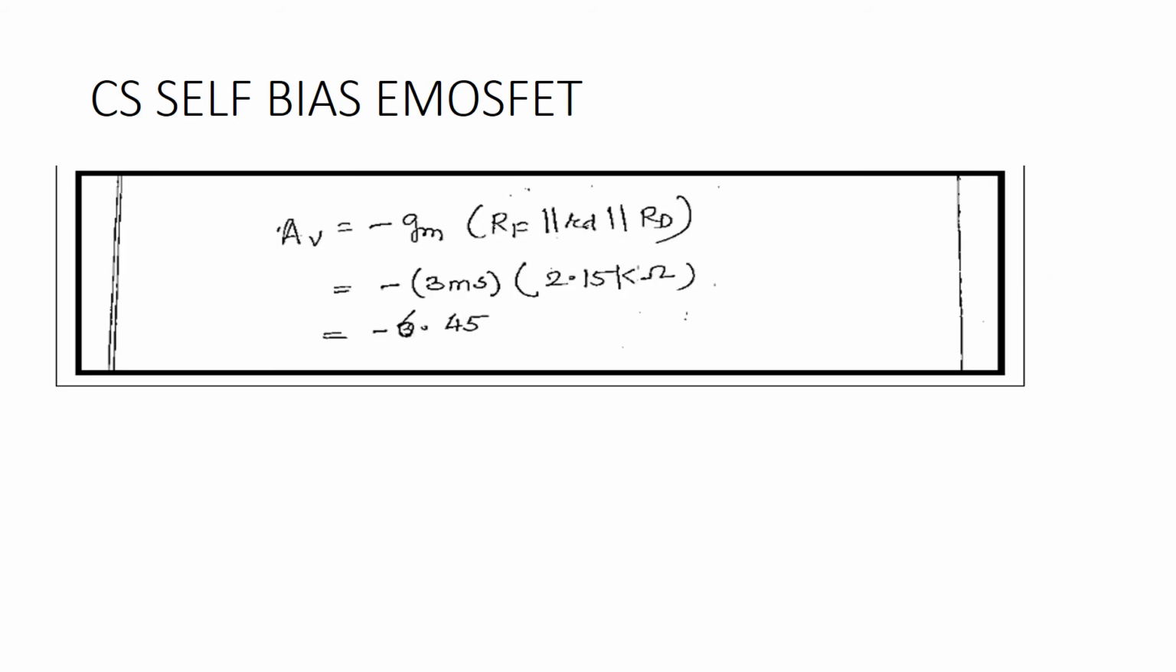Voltage gain AV is minus gm into the combination of the resistances available at the output port, that is RF parallel dynamic resistance parallel the resistance across the drain. So it comes out to be minus 6.45. Voltage gain is very low for the self-bias circuit.